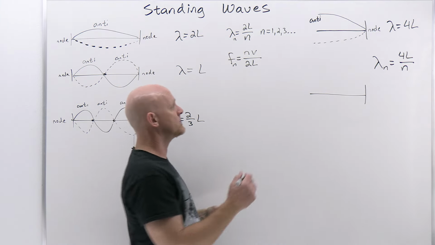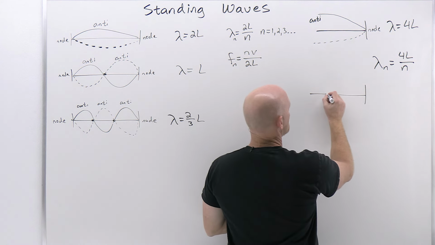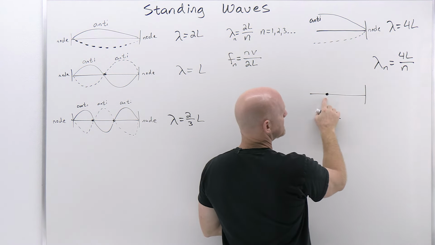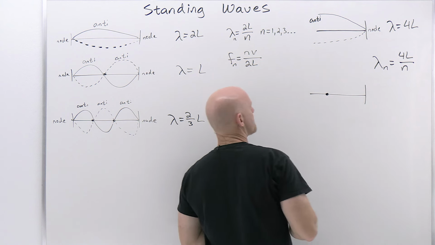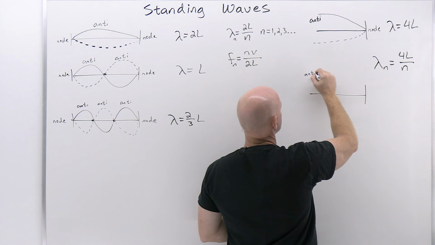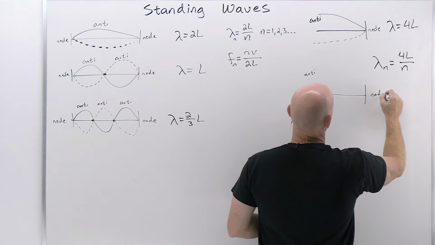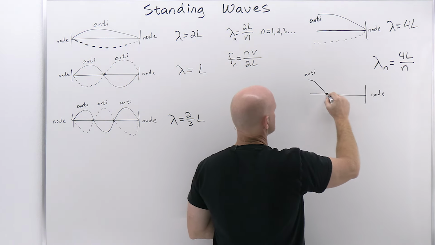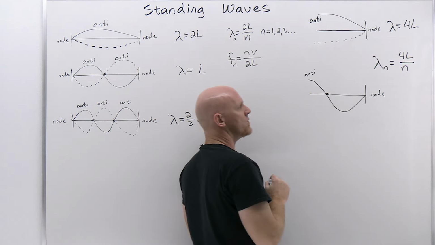When you go to n equals 3, it turns out you can put an internal node 1/3 of the way in, so 2/3 from the wall, and this works. And so you start on an antinode yet again, terminate on a node at the wall, and there's your wave going toward the wall.